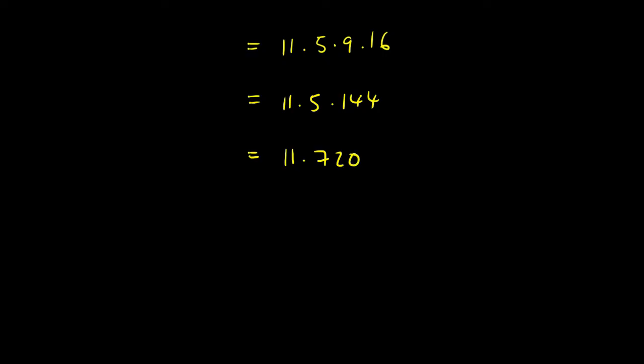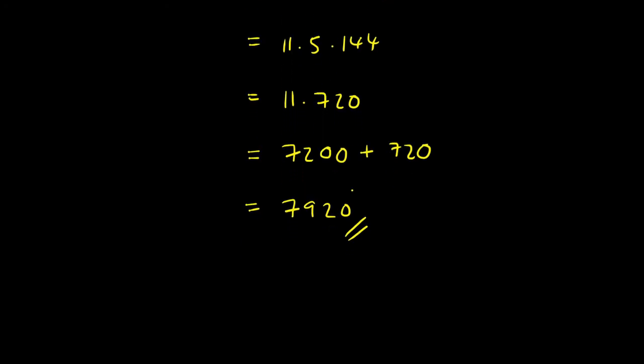And then if I want to times that by 11, how could I do that? Well, I can times it by 10, so 7200, and then add 720 again. And that will give me 7920, which I think should be my answer if I just check the mark scheme again. Yeah, 7920.